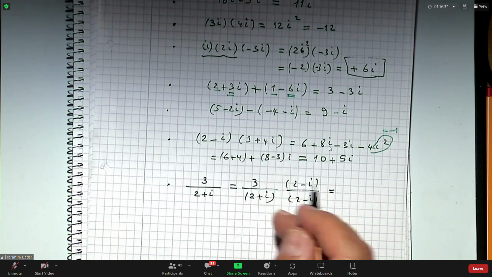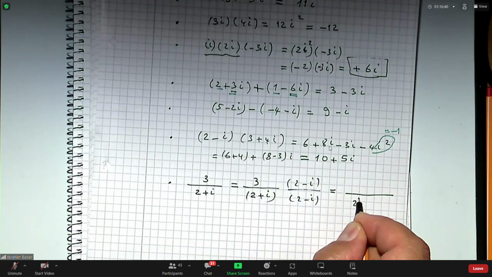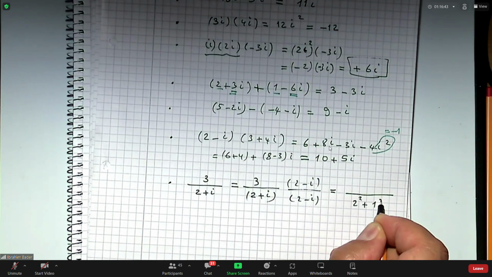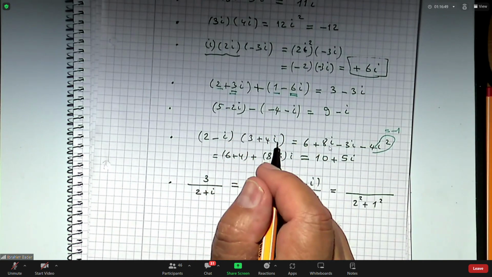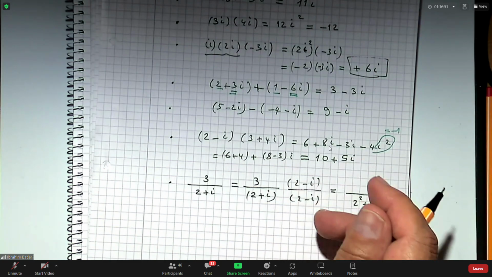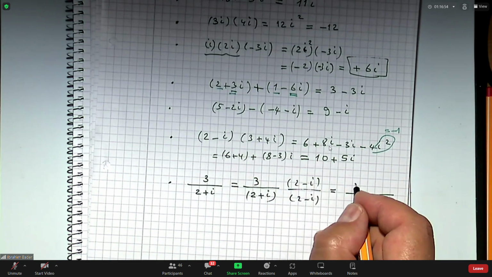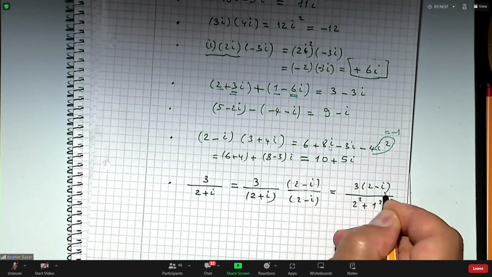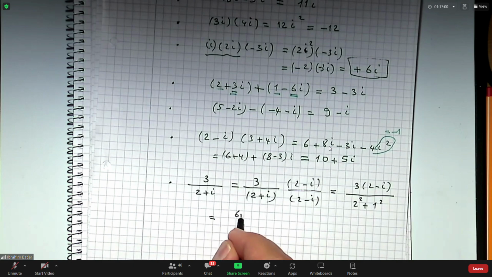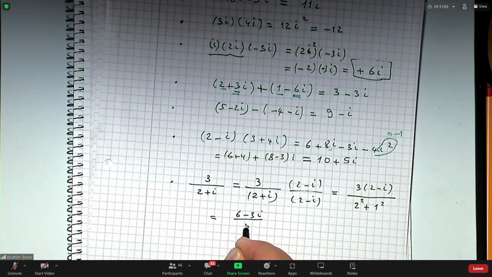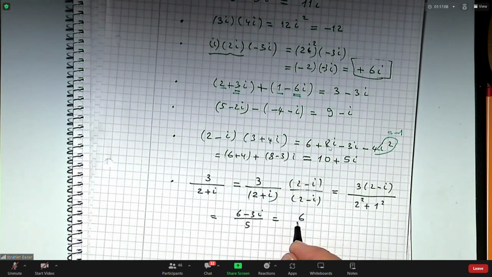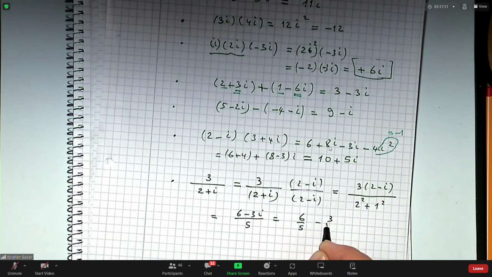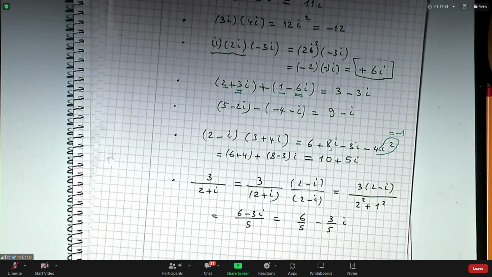So this becomes 2 squared plus 1 squared, right? And here, notice that there is no need to carry out the complex number multiplication because I have just a scalar multiplied. So here I have 3 times 2 minus i, and this is equal to 6 minus 3i over 5. I can split it here as 6 over 5 minus 3 over 5 i.